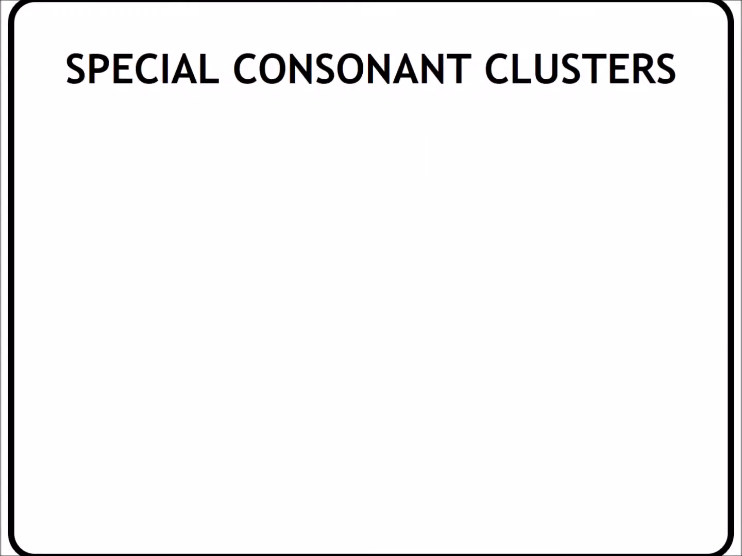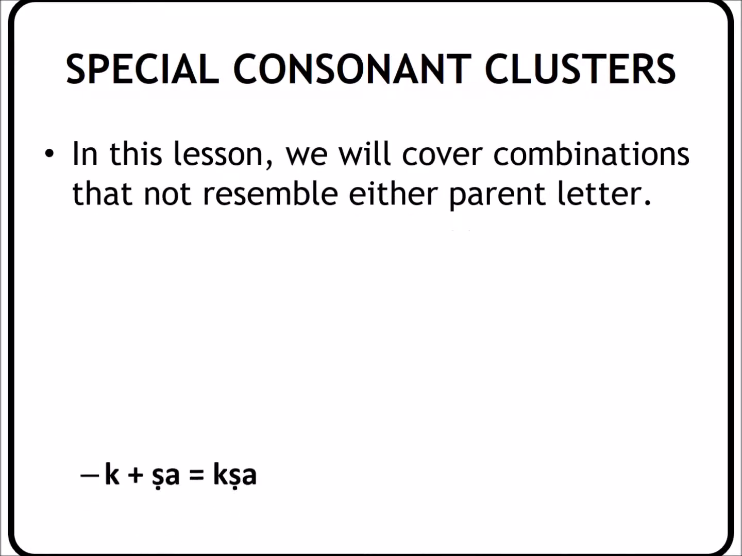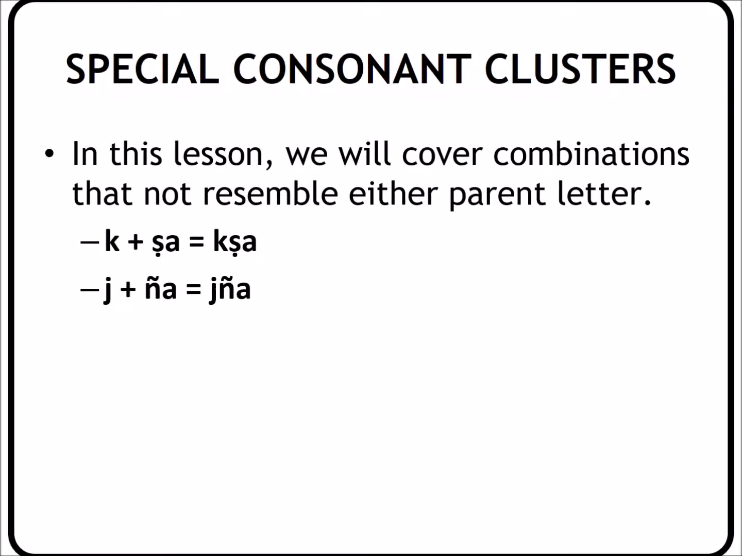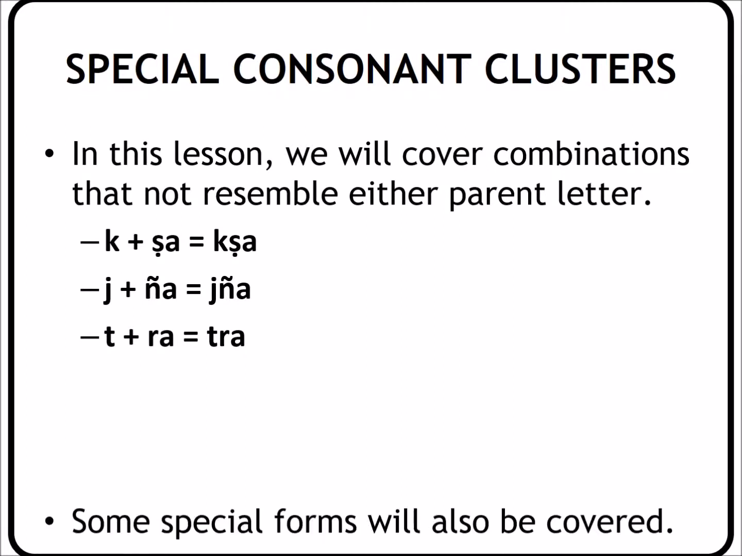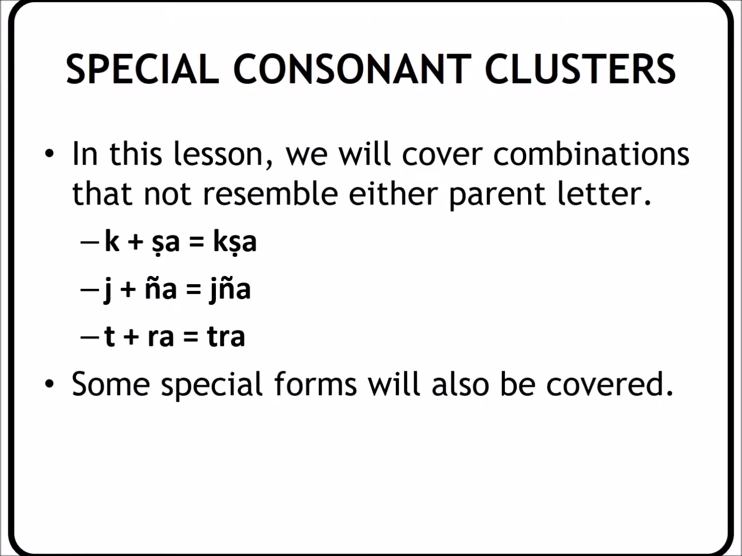So now we're going to look at some examples of consonant clusters where the shape is so different that you can't tell what the original parent letters were. So we have Ka and Sha to get Ksha. We have Ja and Nya to get Gya. And Ta and Ra to get Tra. We'll also talk about special half-letter forms in this lesson as well.